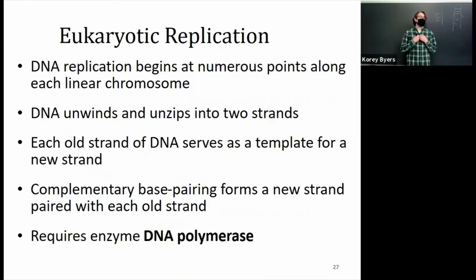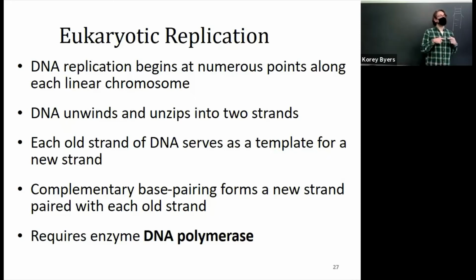So with eukaryotes, because we have so much DNA that has to be replicated, if we just started at one spot and worked all the way through the chromosomes, we'd never finish. And so what has to happen is replication begins at many different positions along the chromosome, and they work outward until they meet each other. And so this process that we're getting ready to discuss of how DNA replicates, it's happening in multiple spots all along the DNA, all along the chromosome.